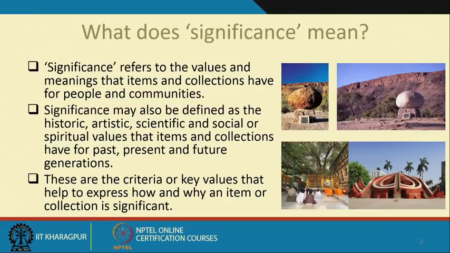Significance refers to the values and meanings that items and collections have for people and communities. Significance may also be defined as the historic, artistic, scientific, social, or spiritual values that items and collections have for the past, present, and future generations. These are the criteria or the key values that help to express how and why an item or collection is significant. So, we have discussed several cases to convey the different types of values we have mentioned just now.